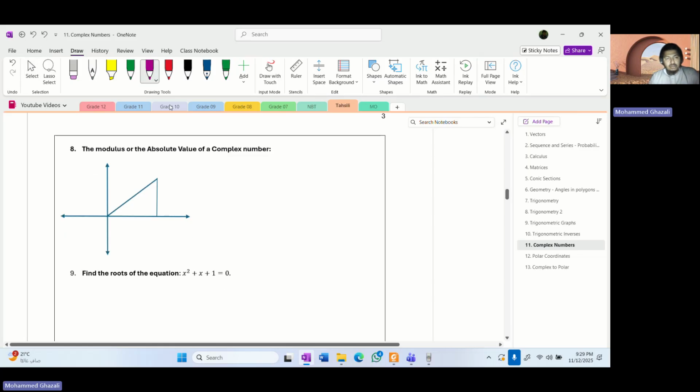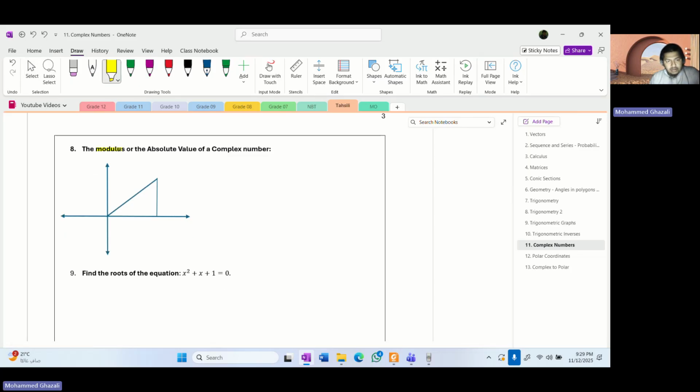What is a modulus? The modulus, or absolute value, of a complex number. Now remember, a complex number is written in this form: Z equals A plus Bi. So this is the real axis, and that's the imaginary axis. So this is a 90. So just say if this is a complex number here, the distance from there to there on the real axis is A, and on the imaginary axis is B.